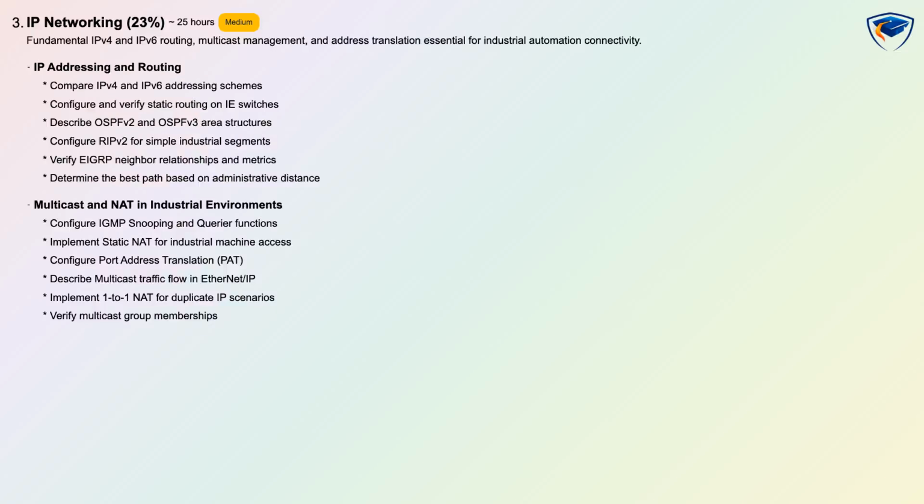For multicast and NAT you will configure IGMP snooping and querier functions, implement static NAT and PAT for machine access, describe multicast flow in EtherNet/IP, implement one-to-one NAT for duplicate IP scenarios, and verify multicast group memberships.